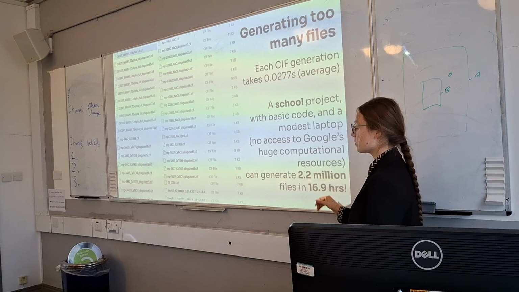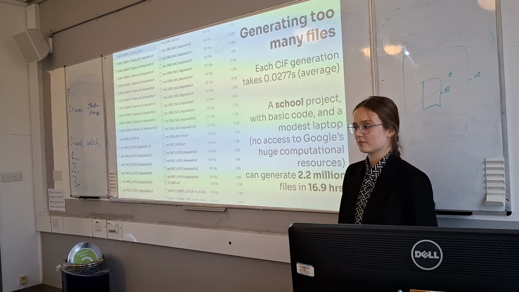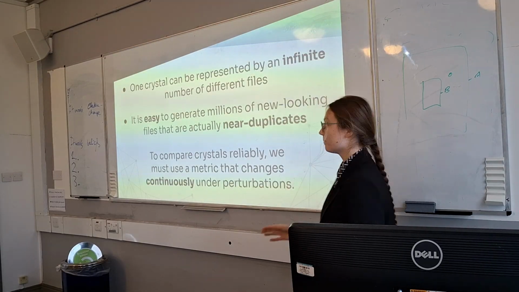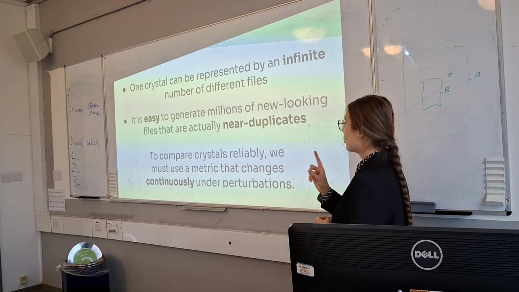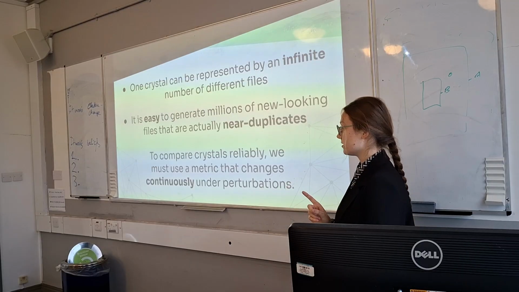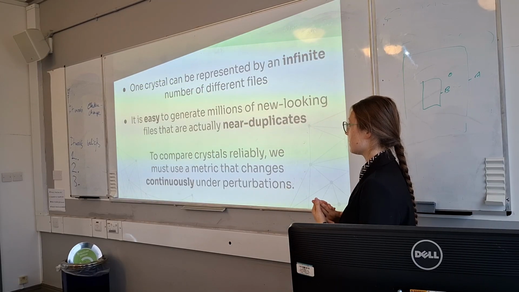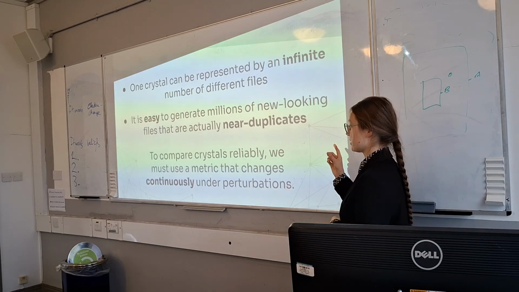I could generate the 2.2 million that the AI generated in not that many hours, which is pretty good on a modest laptop. Okay, why can I do this? Basically, to summarize, two problems. One crystal can be generated by an infinite number of different files. And number two, it's really easy to generate millions of new looking files that are actually near duplicates.